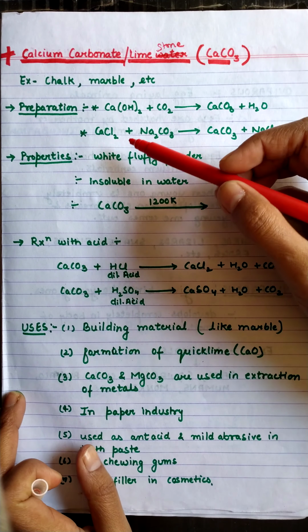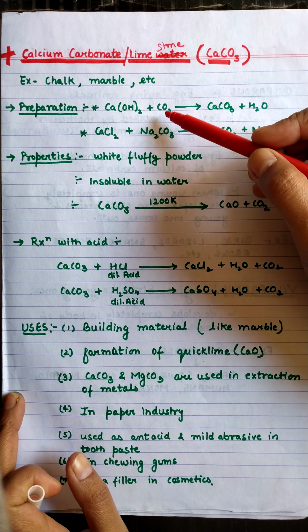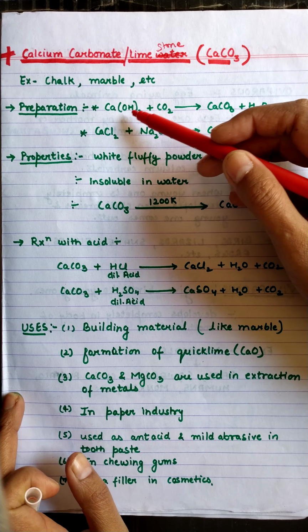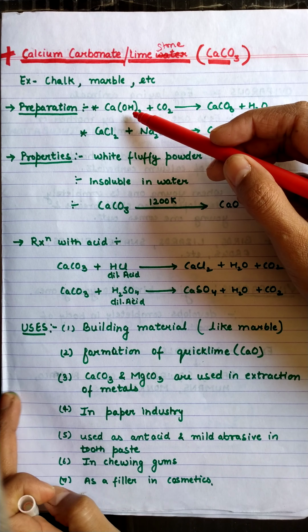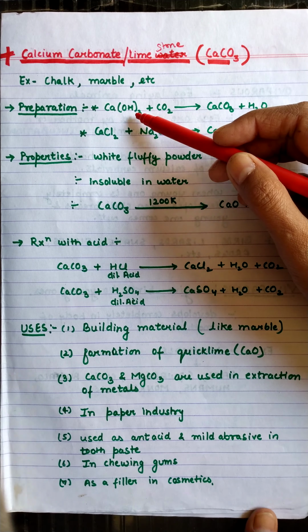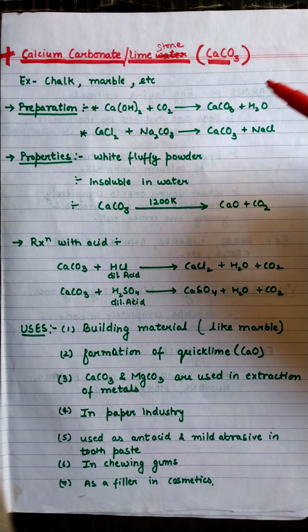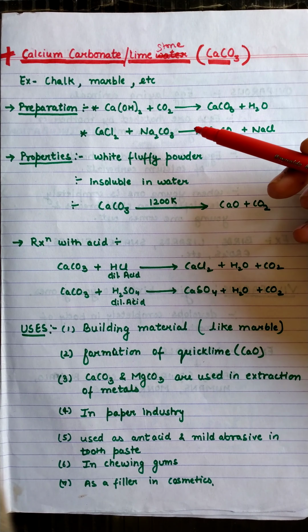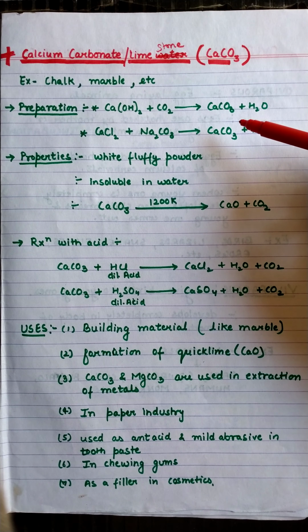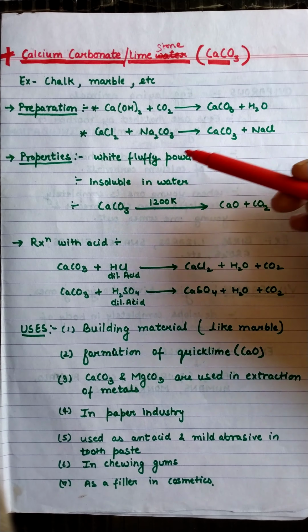How can we prepare calcium carbonate? When carbon dioxide gas is passed through or reacts with slaked lime or lime water, then calcium carbonate is formed. And as we know, if we continuously pass the carbon dioxide, then calcium hydrogen carbonate will be formed. Here the calcium carbonate solution is milky.